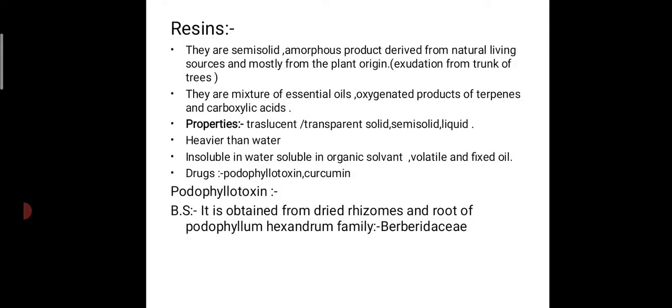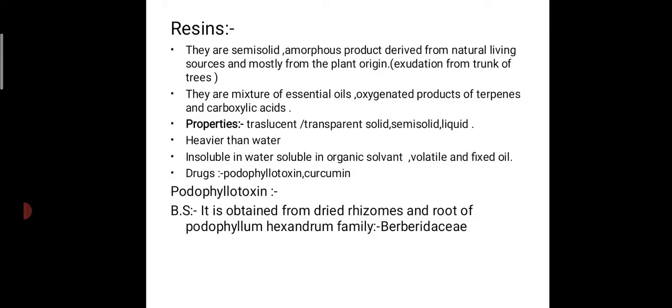Okay. Then what are the properties of these resins? These are translucent, transparent, solid, semi-solid or liquid. Season wise their nature varies. They are heavier than water. They are insoluble in water and soluble in organic solvents, volatile oil and fixed oil.